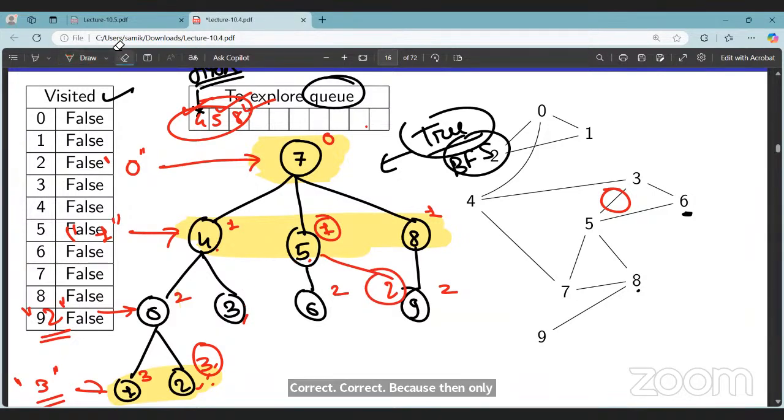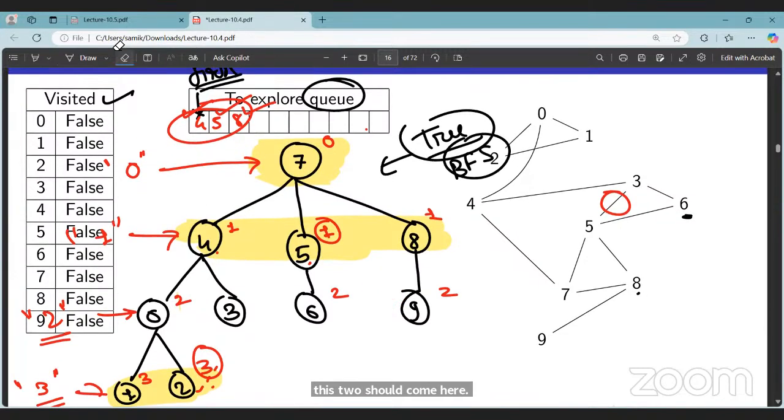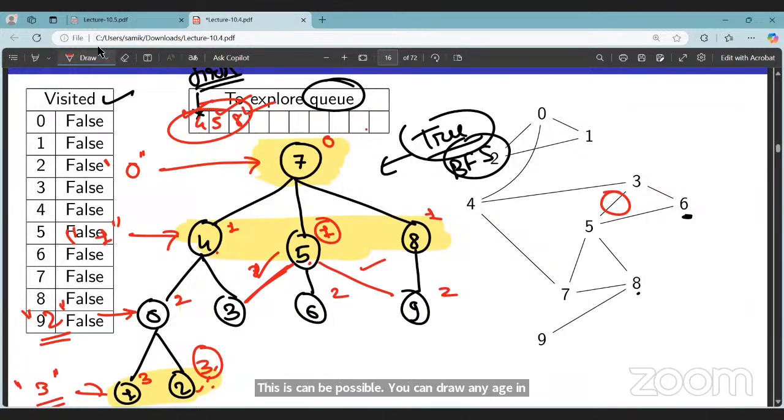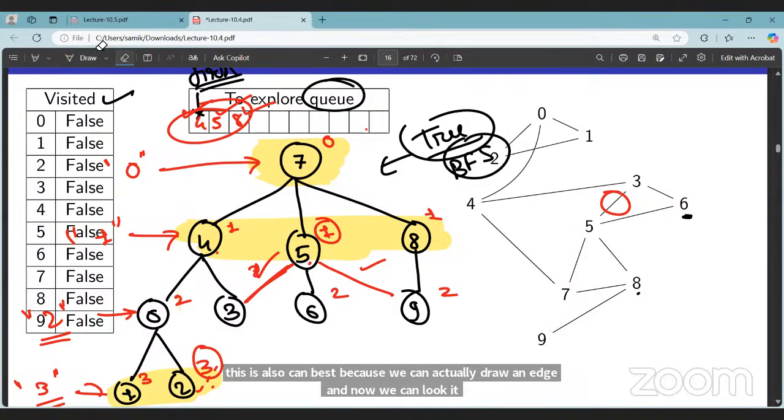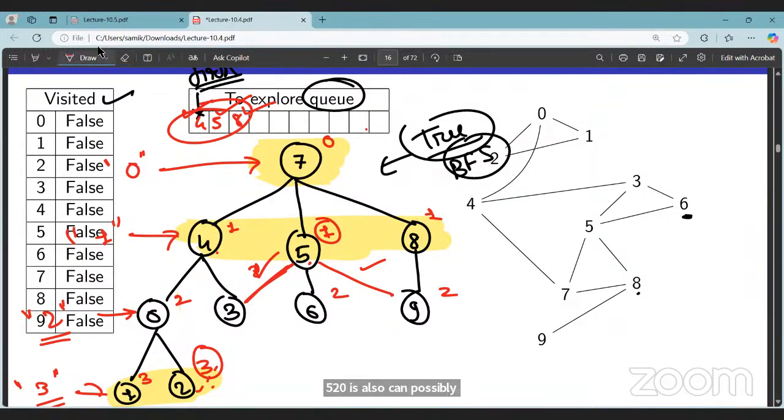Ma'am, it may be possible, but not sure to have that edge right now. Right, so this edge can be possible. You can draw any edge between them. This is also possible because we can actually draw an edge. And 5 to 0 may not be possible. It's not the case; 5 to 0 is also possible because we are choosing the exploration of 4 ahead in place of 5. So that's why this is possible.